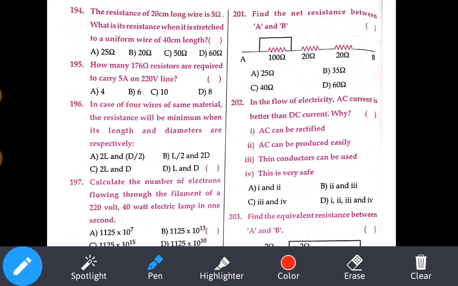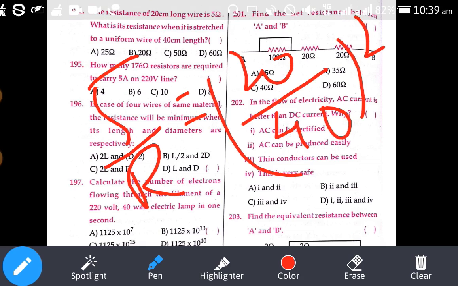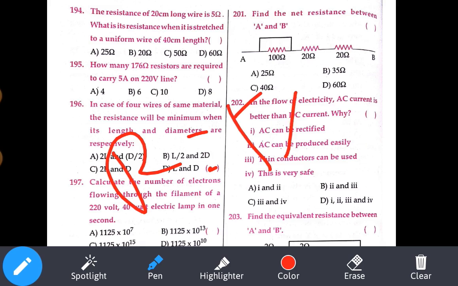So R1 by R2. What is the R1 value given? 5. R2 value we have to find. L1 how much they have given? 20. L2 value 40, square, the zeros get cancelled. 1 by 2 square is 1 by 4. So R2 is equals to what? 5 into 4, 20 ohms.